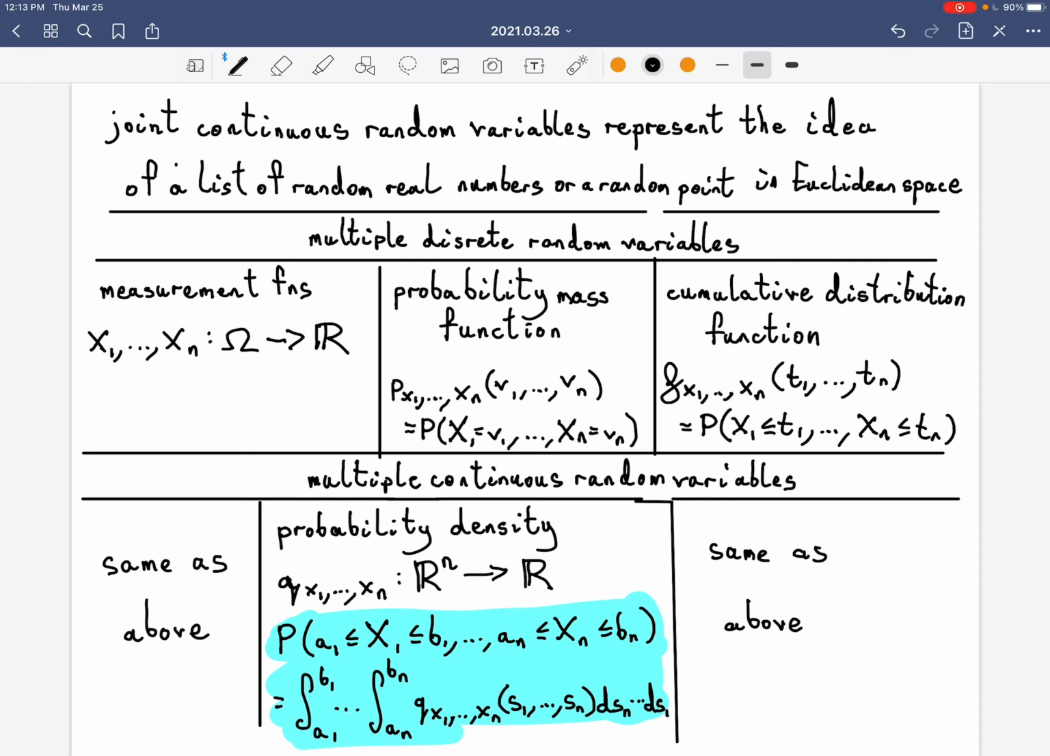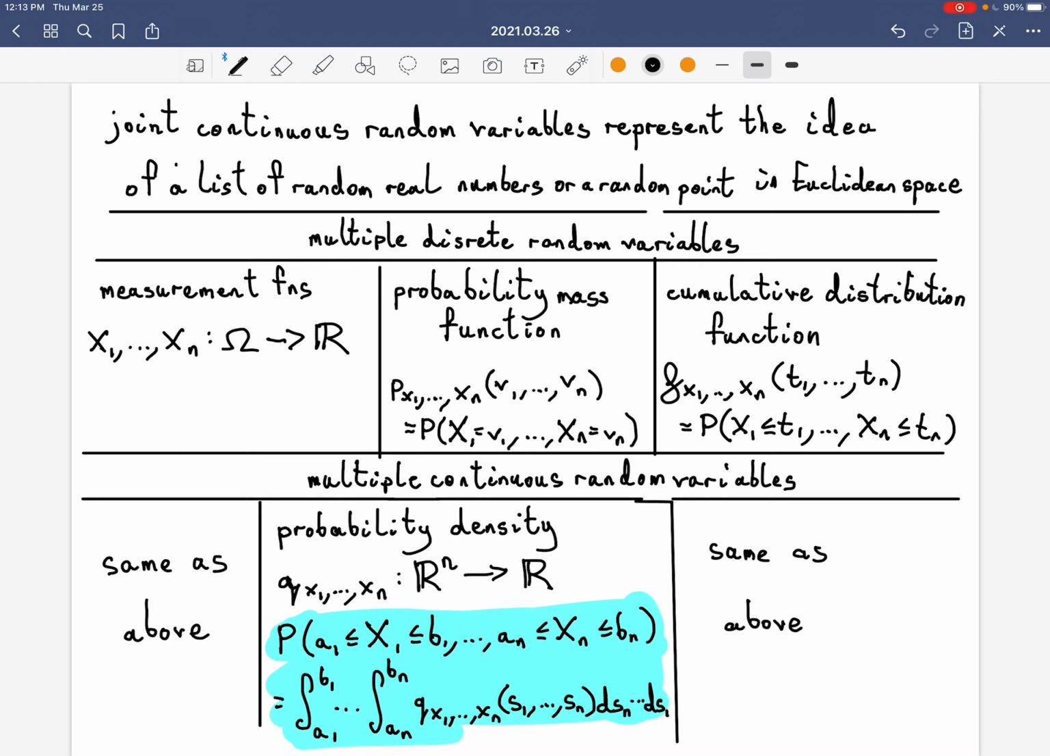Okay, so this is the 14th lecture. What we're going to talk about today is a combination of two previous lectures. We're going to combine the lecture on continuous random variables with the lecture on joint discrete random variables in order to build a concept of joint continuous random variables.